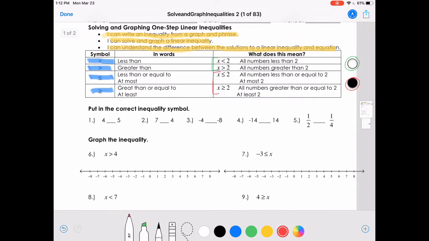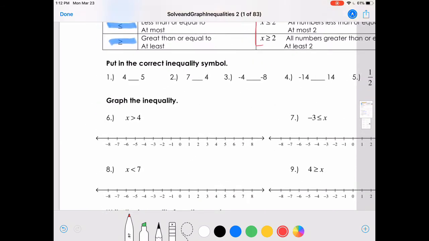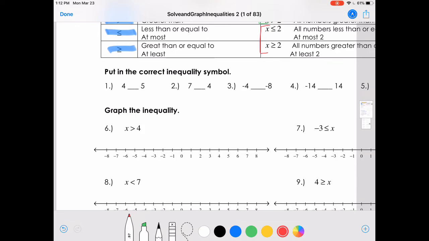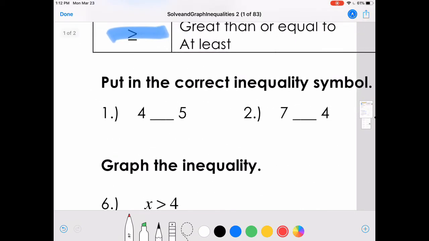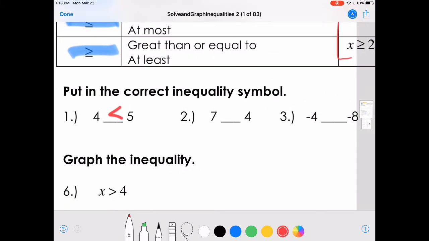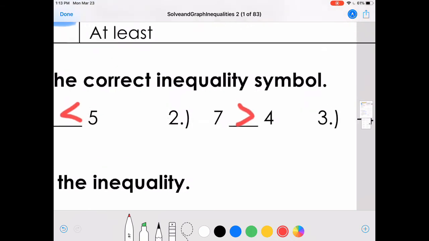At this point, I'm going to go ahead and get into the problems. I'm going to start with number 1. So for number 1, all you have to do is put the correct inequality symbol. This one has a 4 and then the 5. I know 5 is bigger, so I'm going to put the less than symbol because I know that 4 is less than 5. All right. For number 2, it has the number 7 and then it has the number 4. This one I'm going to say 7 is greater than 4.